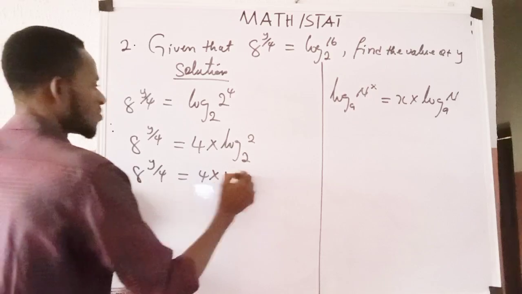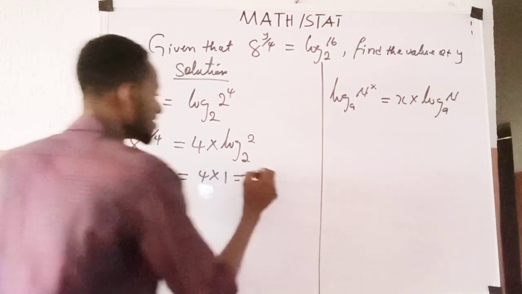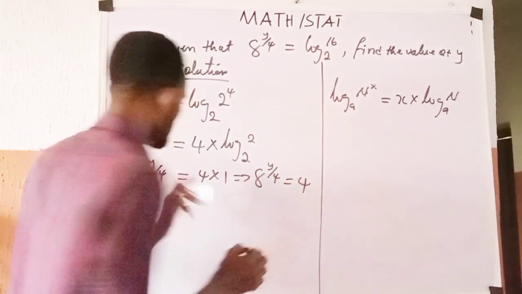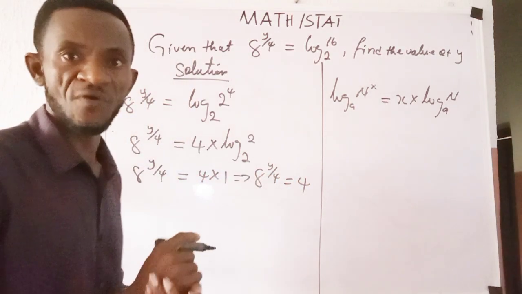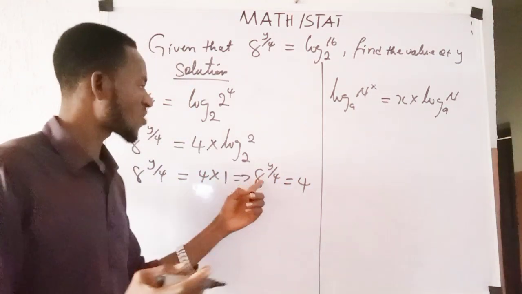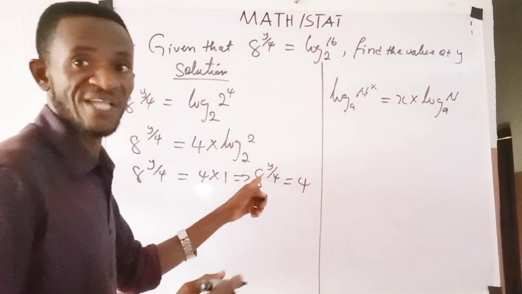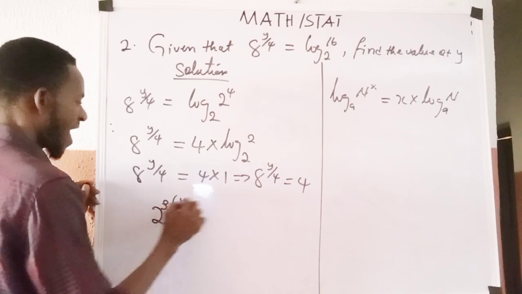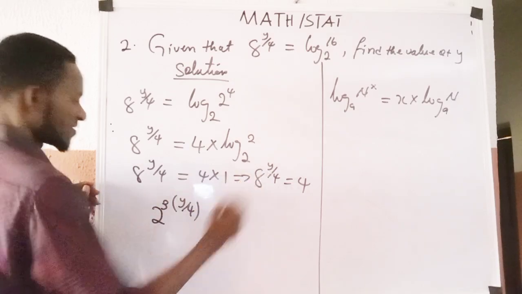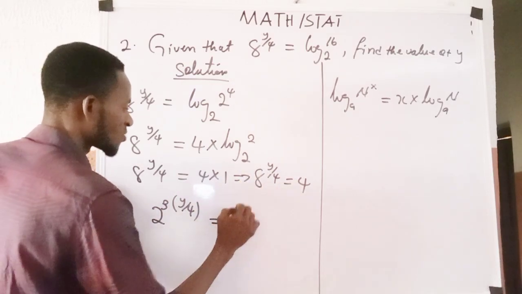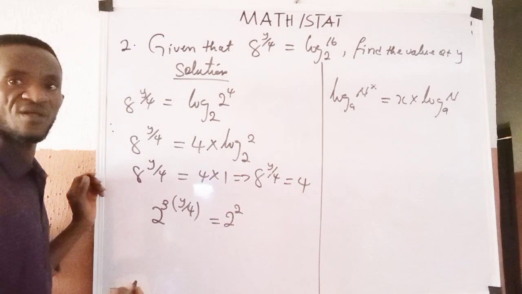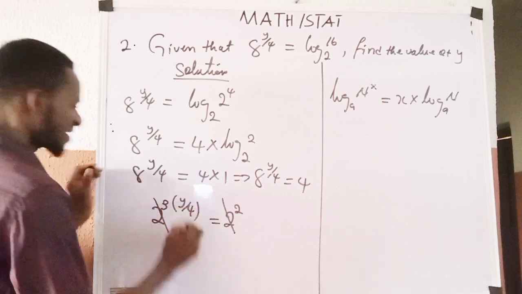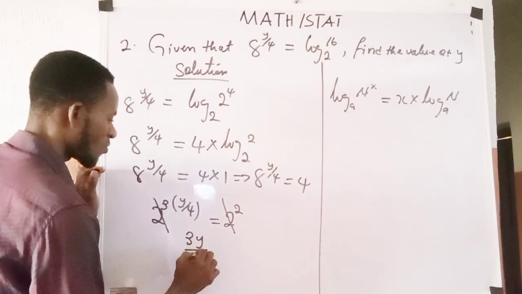So this thing has become 8 raised to power y all over 4 is given as 4 times 1, which implies that 8 raised to power y all over 4 is equal to 4, because 4 multiplied by 1 is 4. I quickly come here. This thing can be expressed in an index form, so it becomes 2 raised to power 3 into y all over 4, and this is given as 2 raised to power 2. So that I can cancel these 2 and cancel these 2 and bring down this: 3 times y is 3y all over 4.